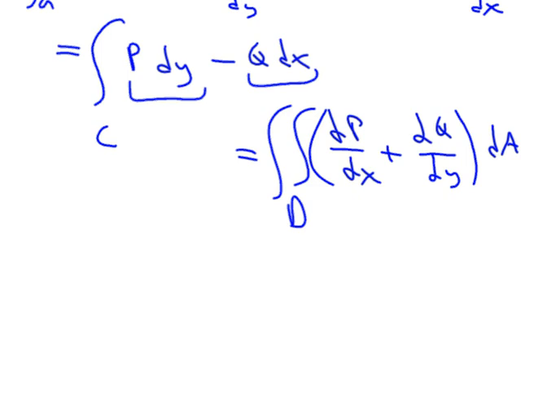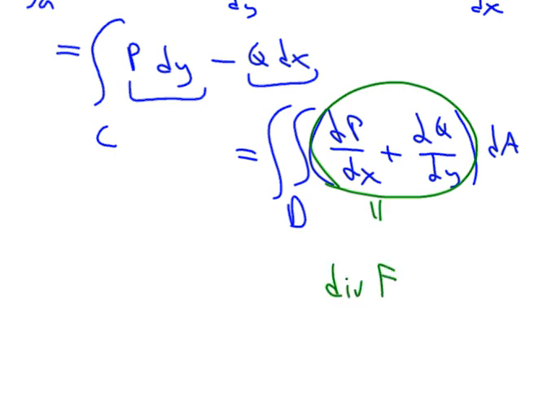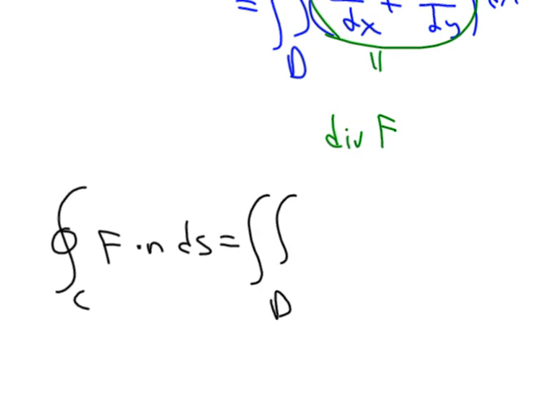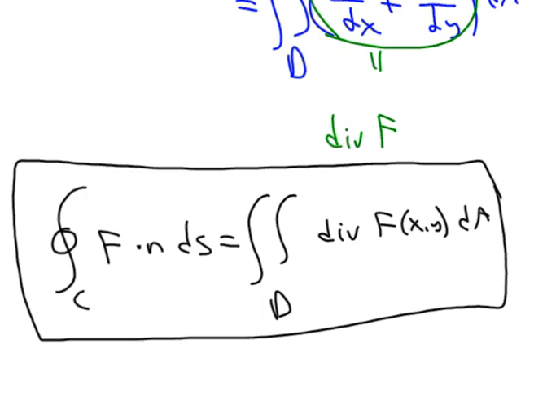But this thing here, you should look at and recognize. What is that? That is the divergence of F. So what we have now shown is that the line integral around the curve C of the vector field dotted with the normal vector to the tangent vector is equal to the double integral over the region D of the divergence of F of x comma y dA. So there you go. There's a second vector form of Green's theorem.